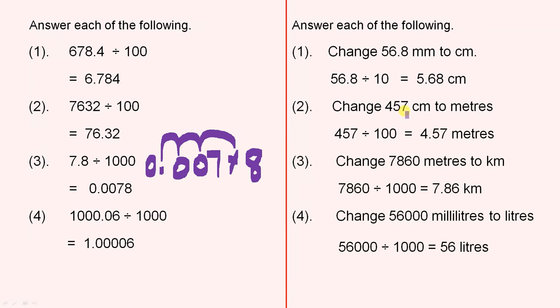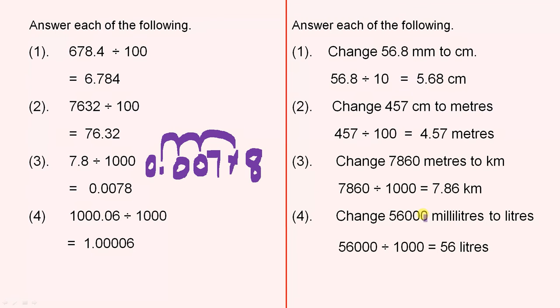Change 457 centimetres to metres. If we know there are 100 centimetres in a metre, just divide by 100, move the decimal point two places to the left, and we have 4.57 metres. Change this amount of metres to kilometres. If you know that there are 1,000 metres in a kilometre, divide that by 1,000. 1, 2, 3. Decimal point ends up between the 7 and the 8, 7.86 kilometres.